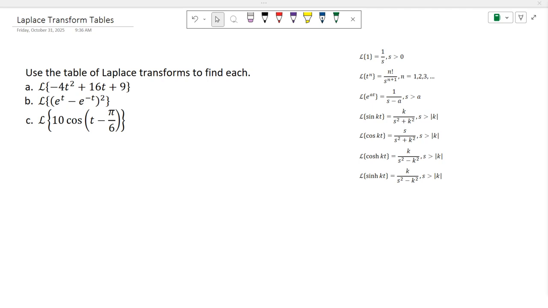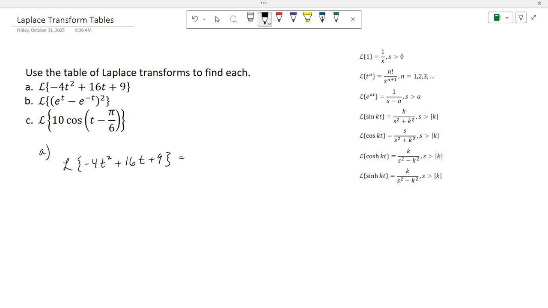Okay, so the first one here, I have the Laplace of a polynomial. This is negative 4t squared plus 16t plus 9. And so each one of these I'm going to have to handle separately. So for part A, it's the Laplace of negative 4t squared plus 16t plus 9. If you want, you could separate those out and have a separate Laplace for each, but it's really not necessary to write that out separately. But I'm just going to take these one at a time.